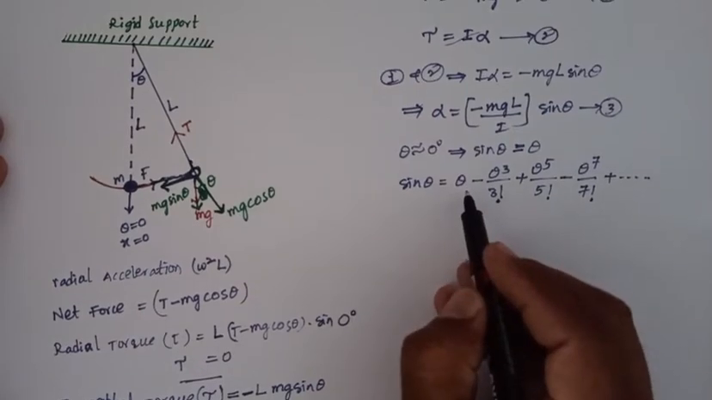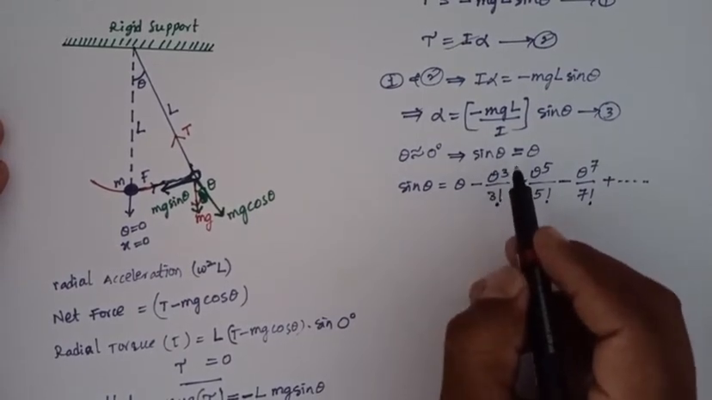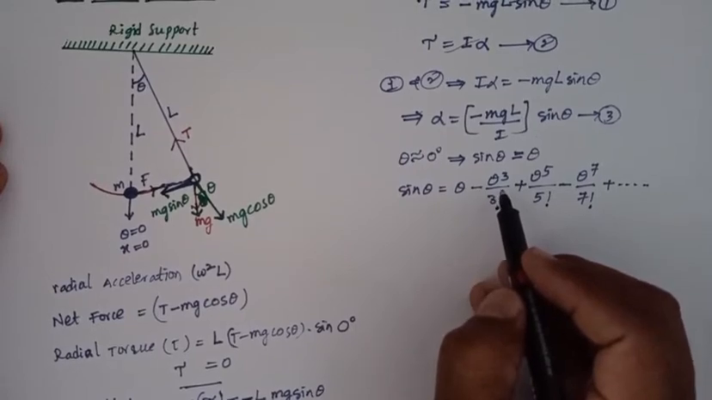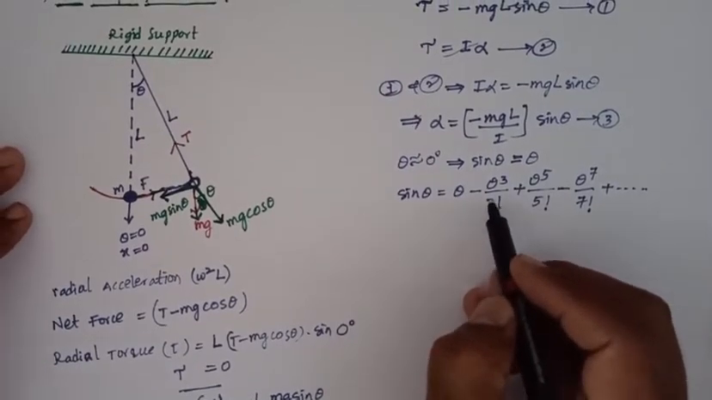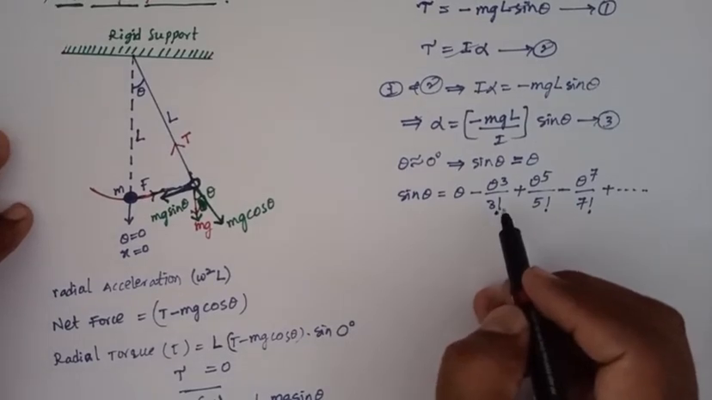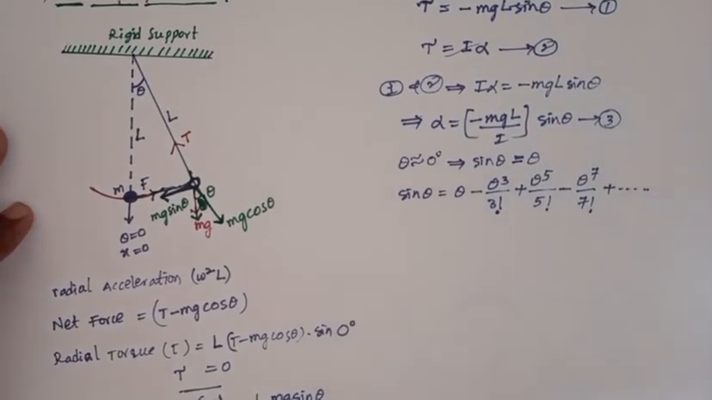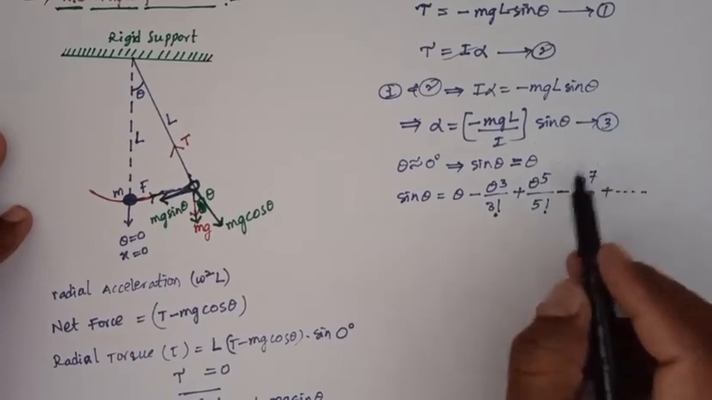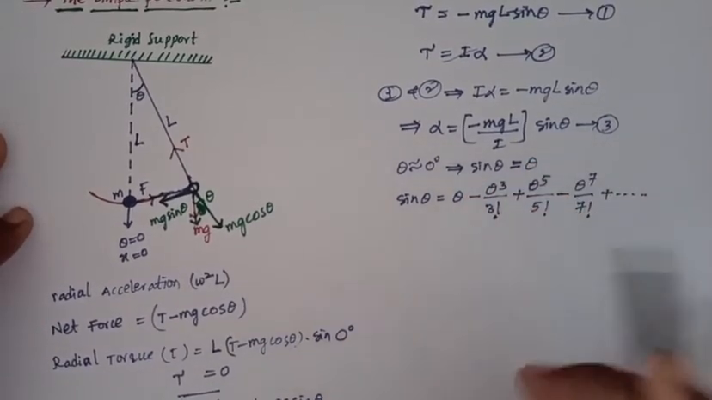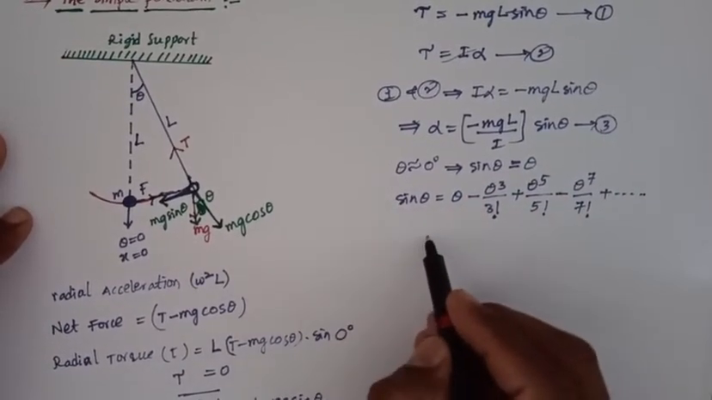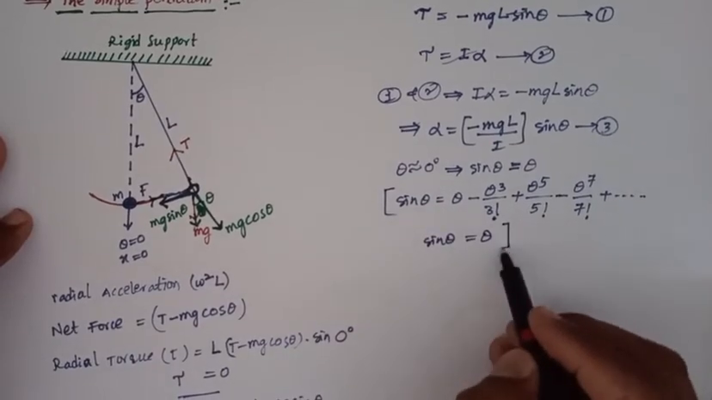Theta is very small, for example 0.1. 0.1 whole cube equals 0.001, divided by 3 factorial, which is 3 into 2 into 1, that is 6. 0.001 by 6 is a very small value. The higher terms are also very small, so we can neglect them. After theta, sin theta is then approximately theta. So sin theta equals theta.